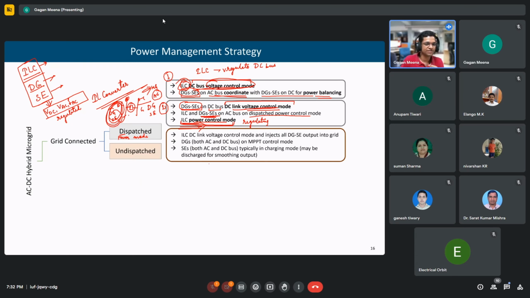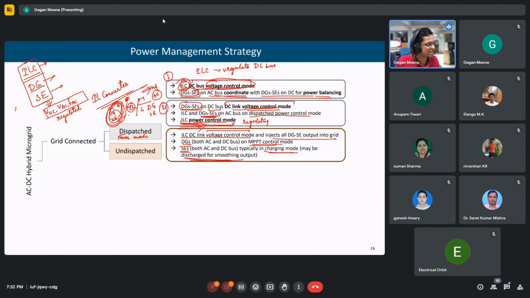Similarly, for undispatched, the interlinking converter contains the DC link voltage and injects all the power into the grid, because in this mode we have to inject everything, whatever is being generated. And DG's, distributed generators on both AC and DC sides, work on MPPT control, extract maximum power and feed it into the grid. And storage is typically in charging mode, and maybe discharge only for smoothing the output.